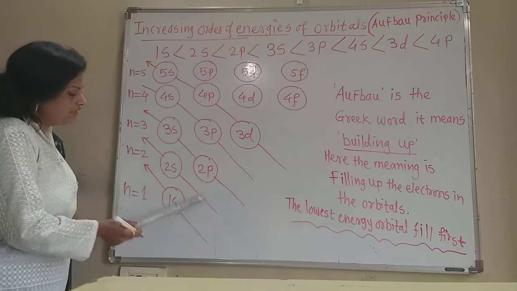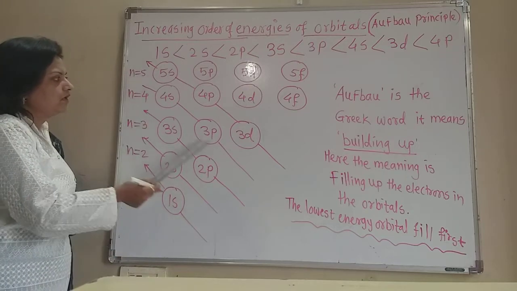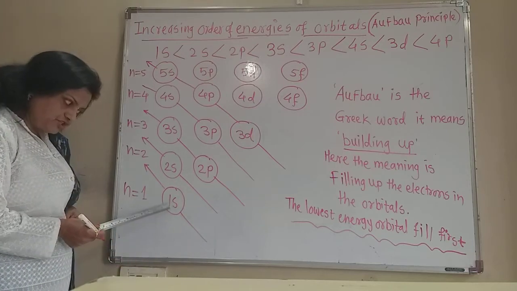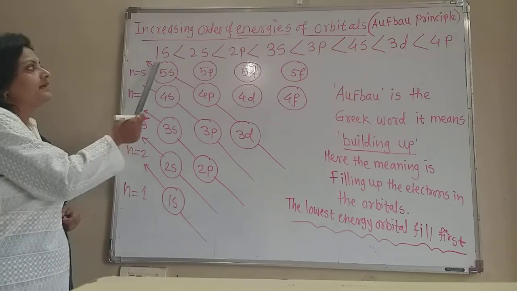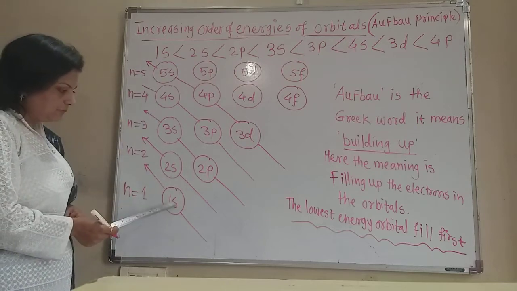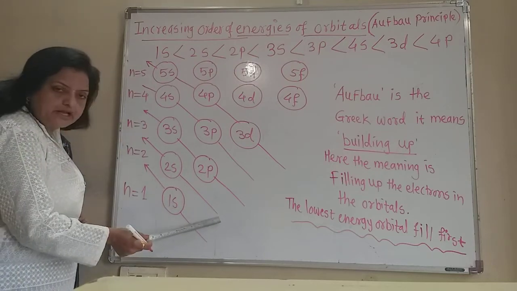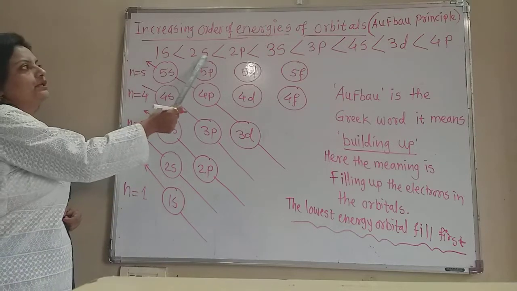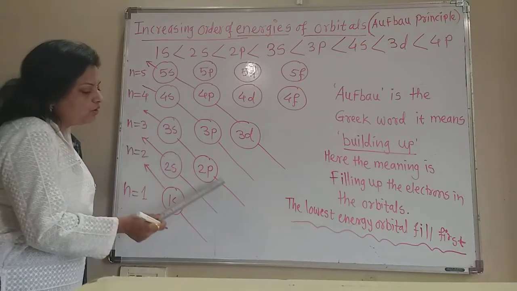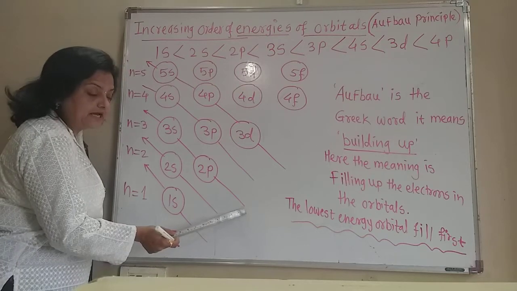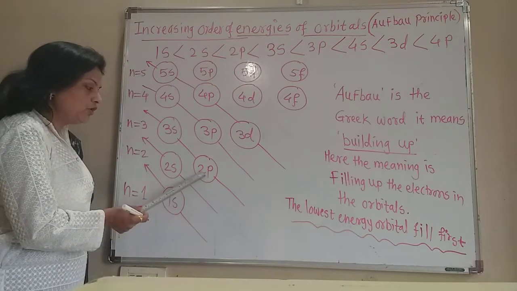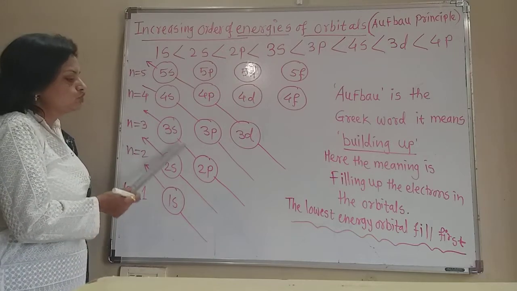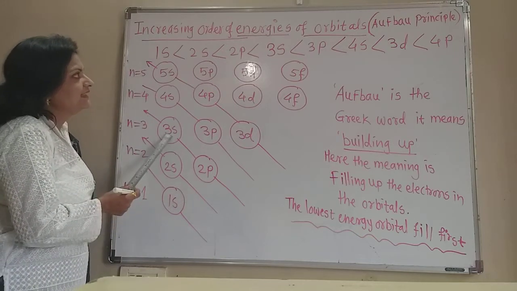Then go to the bottom of the diagonal. Now I draw here the diagonals in this way. Come first to the bottom of the diagonal. This is first the 1s orbital, so I write here 1s. After that again go to the bottom of the diagonal. Here comes the 2s orbital. Again go to the bottom of this diagonal. Now this is the 2p orbital and this is the 3s orbital. So first 2p comes and then 3s.